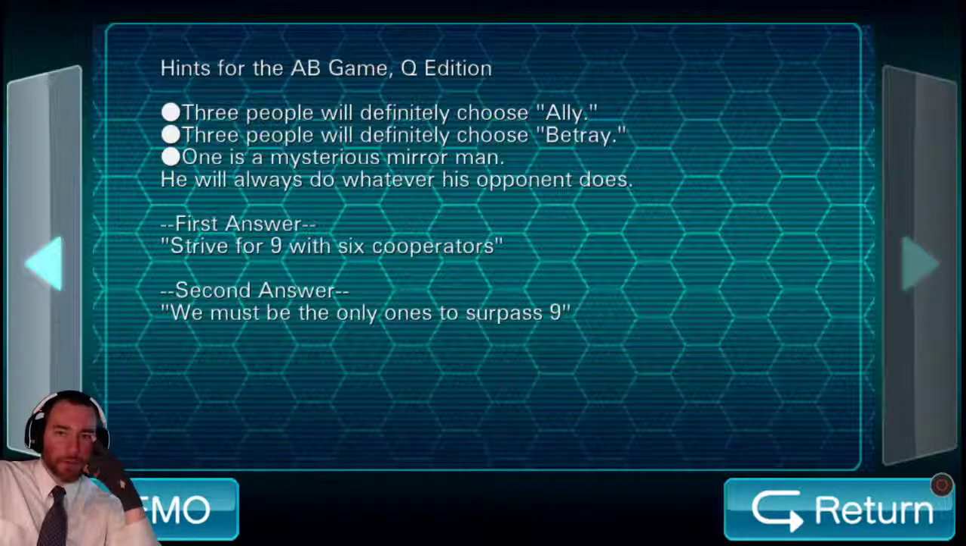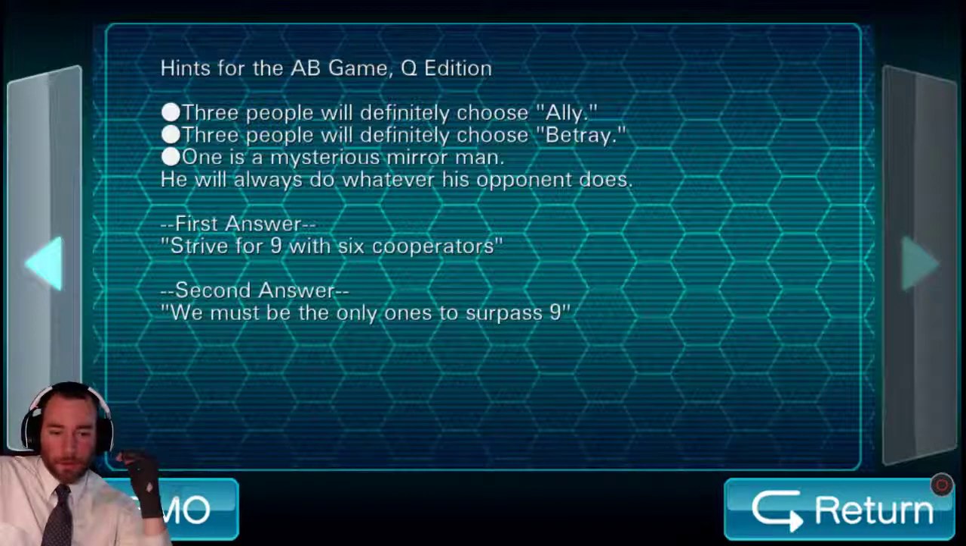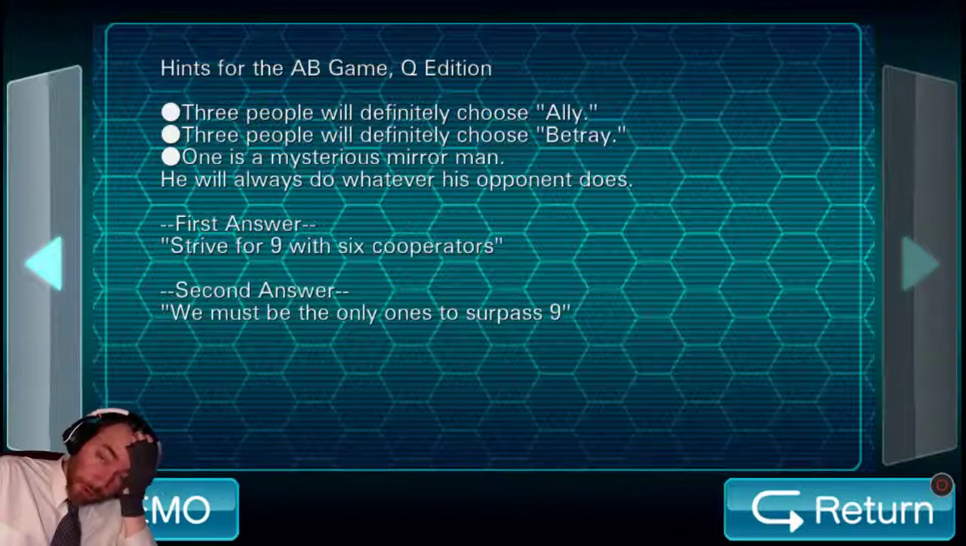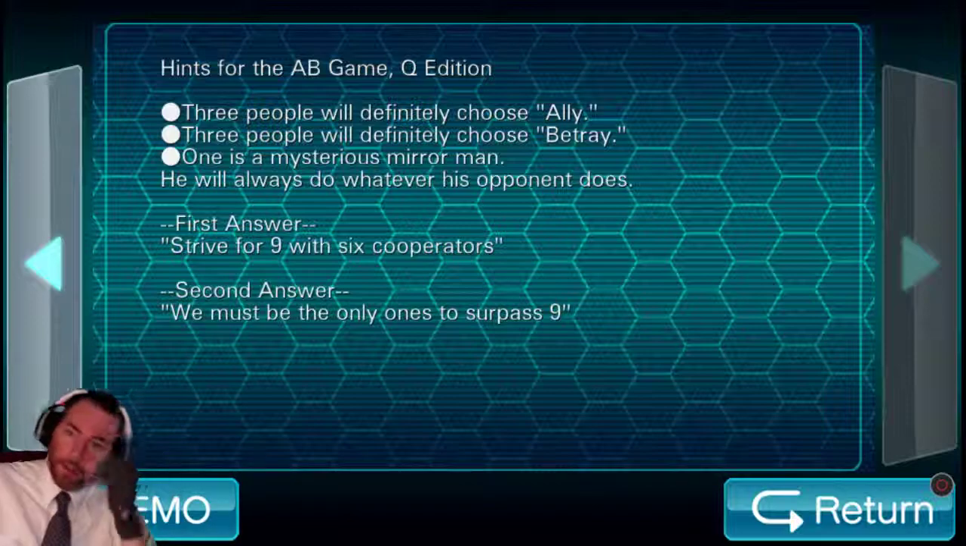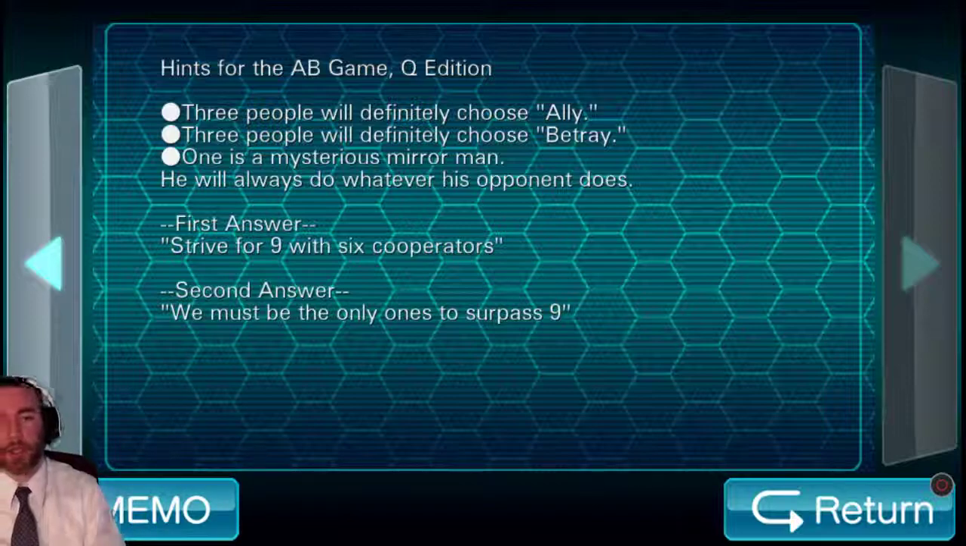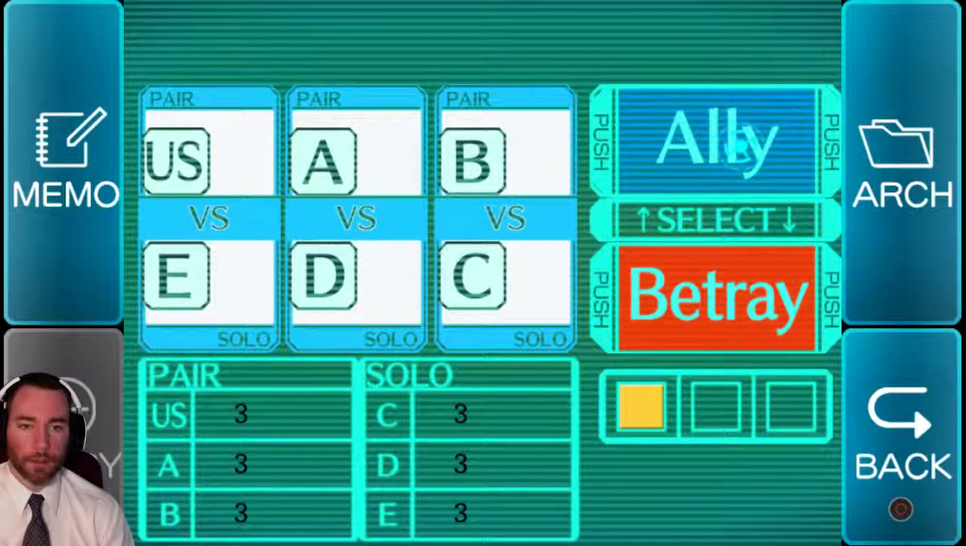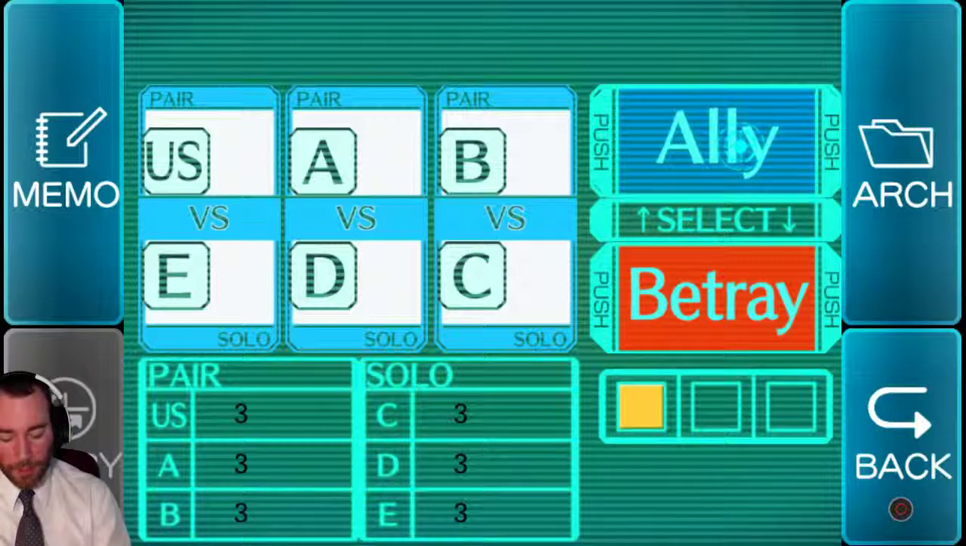So I think first answer and second answer is in reference to the secret safe answer and the regular safe answer. 3 people always choose ally. 3 people always choose betray. So we need to figure out which 3 always hit ally, which 3 always hit betray, and which one is a mirror. How do I want to write this?